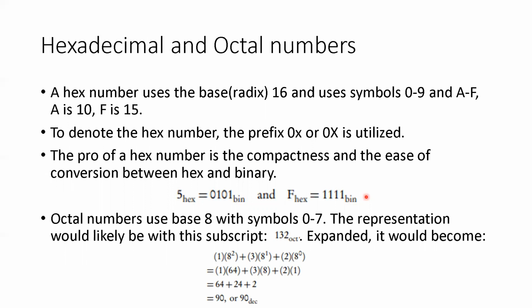So hexadecimal and octal numbers. A hexadecimal, or hex, number uses base 16 and uses symbols 0 through 9 and A through F. A is 10, F is 15. To denote a hex number, the prefix 0x or 0 uppercase X is utilized. The pro of a hex number is the compactness and the ease of conversion between hex and binary numbers. For example, the example is shown right here.